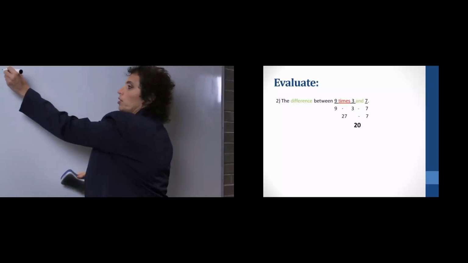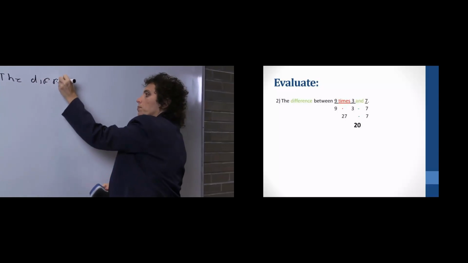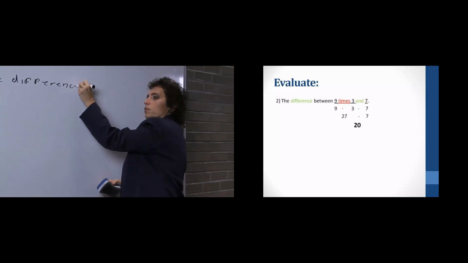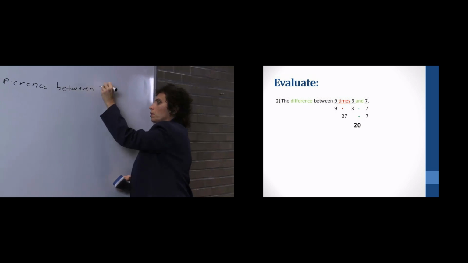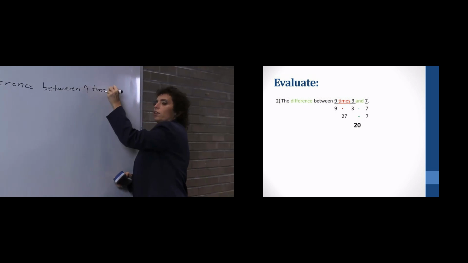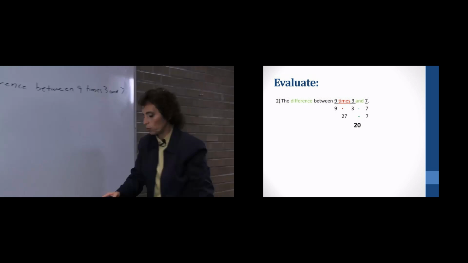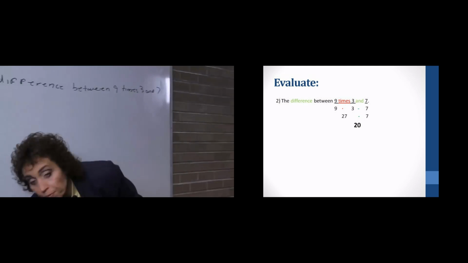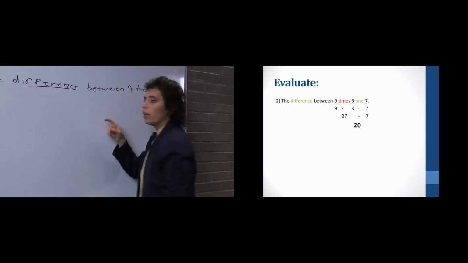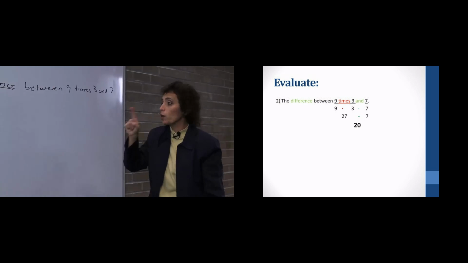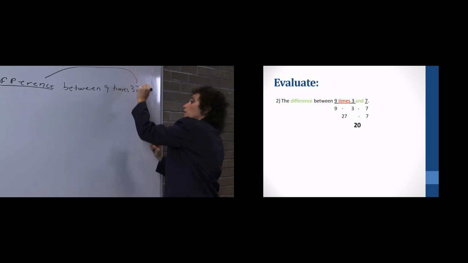The second question is the difference between 9 times 3 and 7. I really kind of want to get that on one line. Okay, let's take a look at this. Difference again means subtraction. Now I have to find the word and, so I know where to put the minus sign. So I'm going to go find the word and. Here it is, all the way over here.